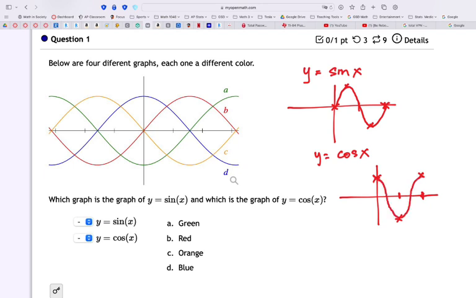As you can see, the sine graph would correspond to the red graph, and the cosine graph would correspond to the blue.